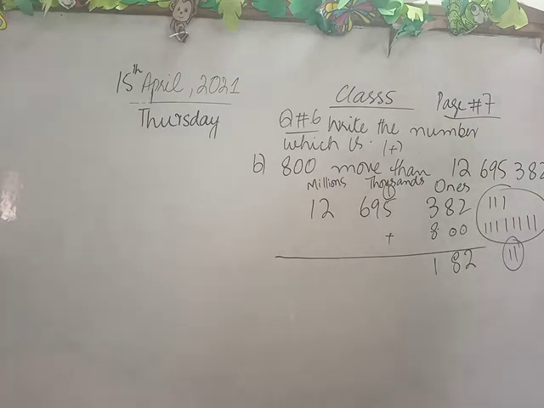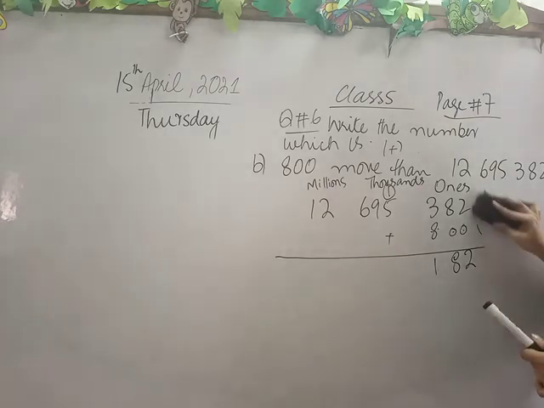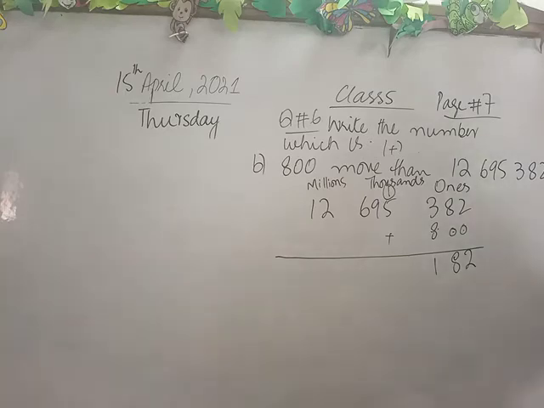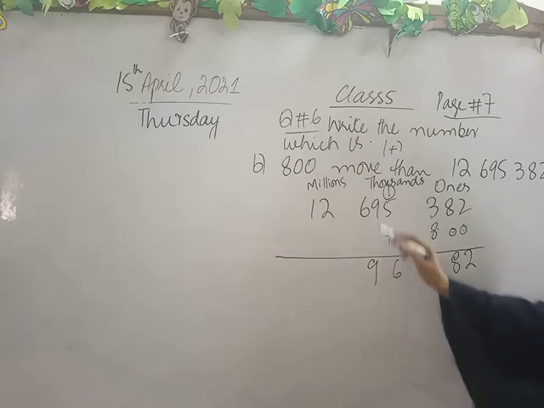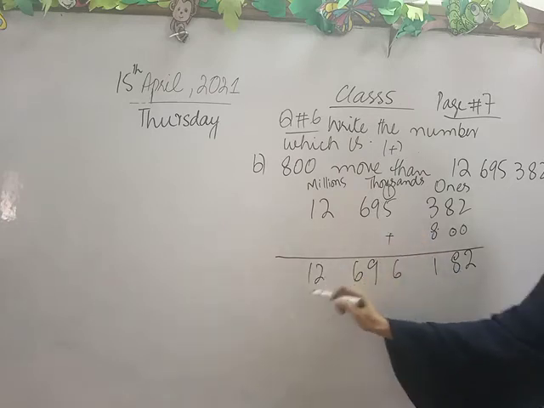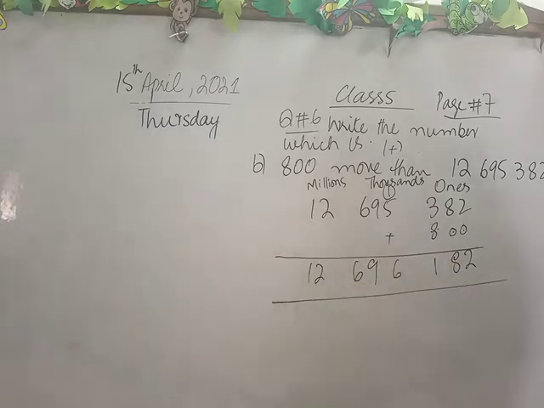Now for next, 5 plus 1, which is 6 in total. This 9 as it is, this 6 as it is and this 12 as it is, because there is no value below these numbers. Fine. In total we have 12,696,182. Fine class. Okay.